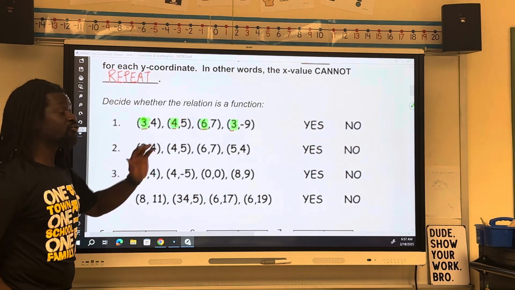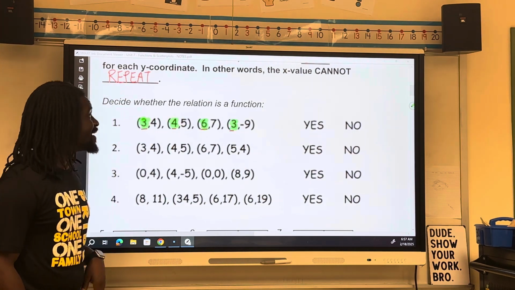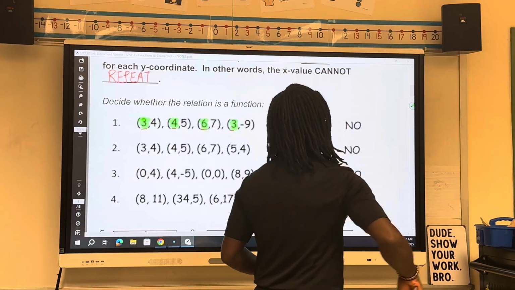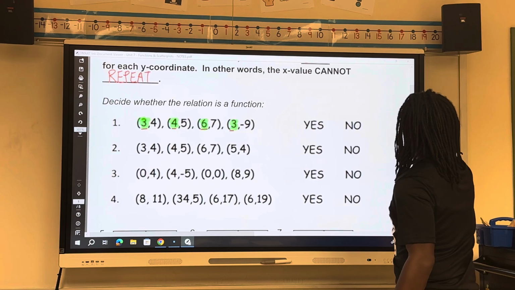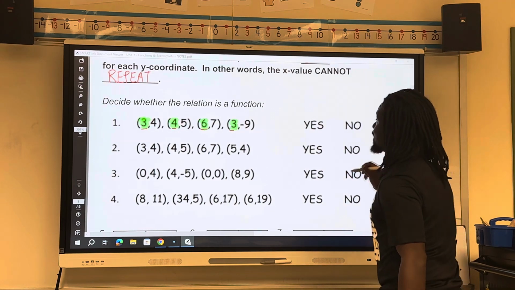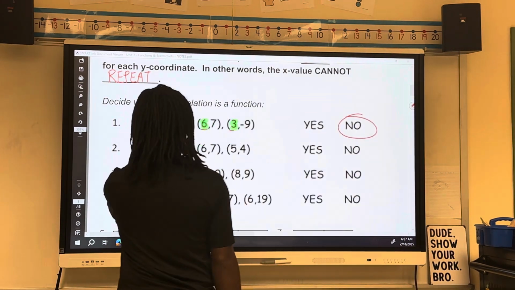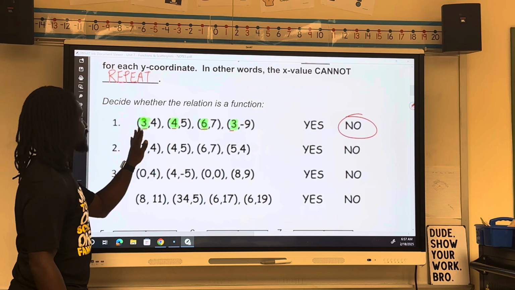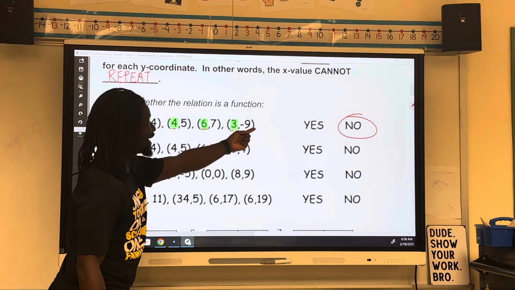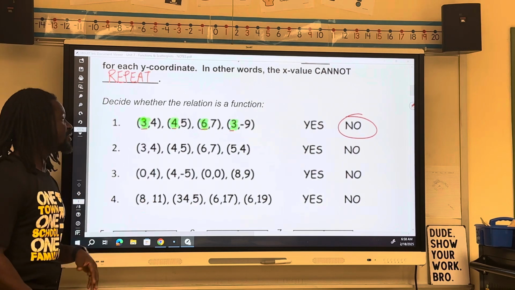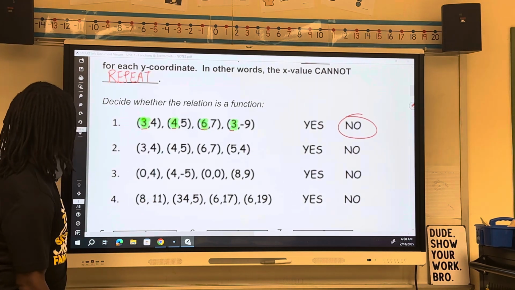Do any of them repeat? If they repeat, the machine is broken, right? Giving you a different snack is not a function, okay? So, in this case, this would not be a function, right? Because there are two threes. I got a 3 here, and I got a 4. Then I also put in a 3, and I get a -9. Those are two different, so it is not a function, all right?